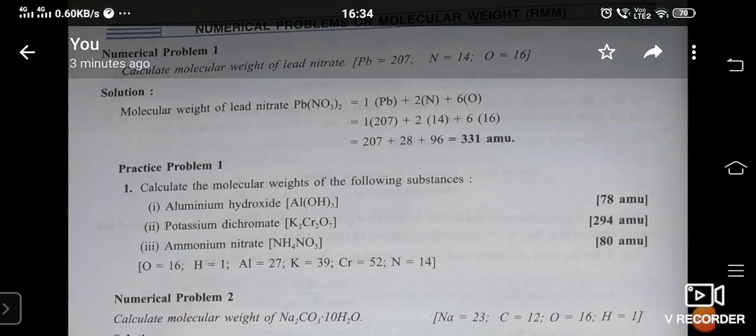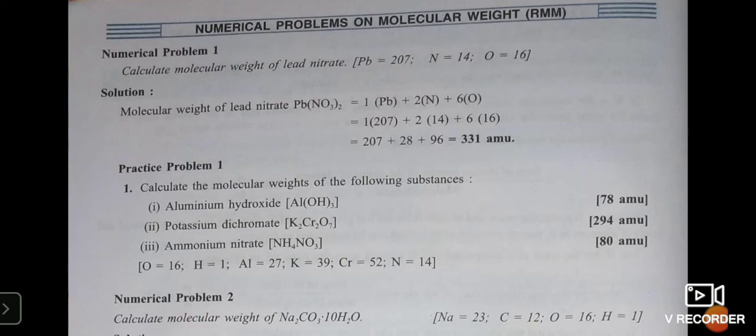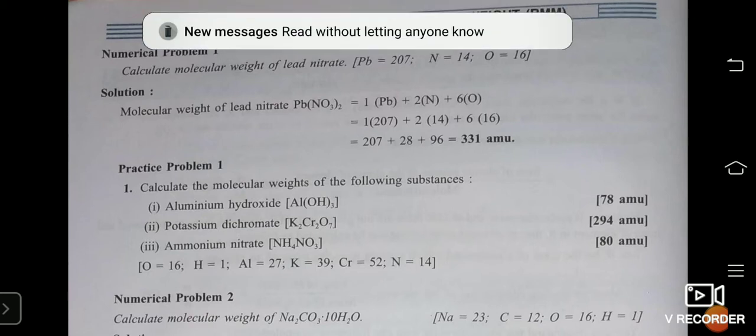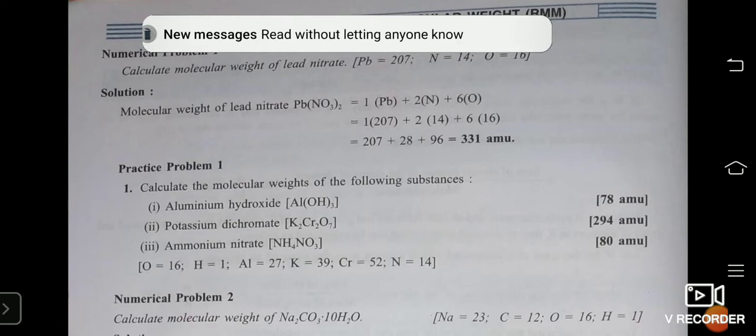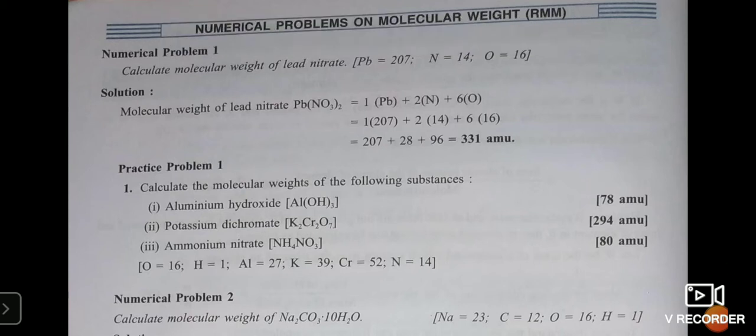lesson number 1. My first question today, which I'm going to discuss, is: calculate the molecular weight of lead nitrate. Now, in your 8th standard also, I taught you formation of compounds. Here also today, let me remind you, by the crisscross method, you form the compound formula or molecular formula.